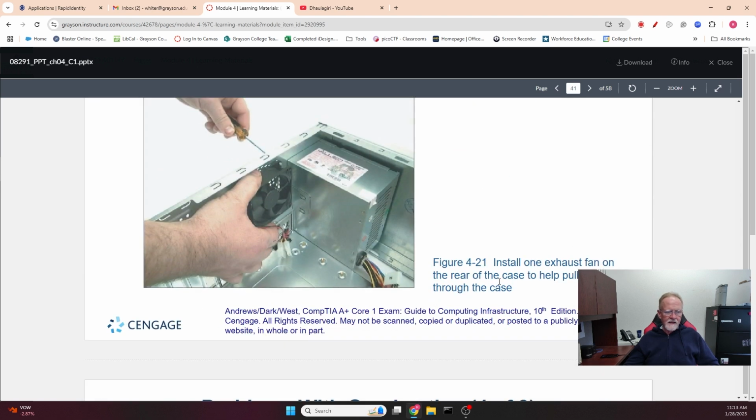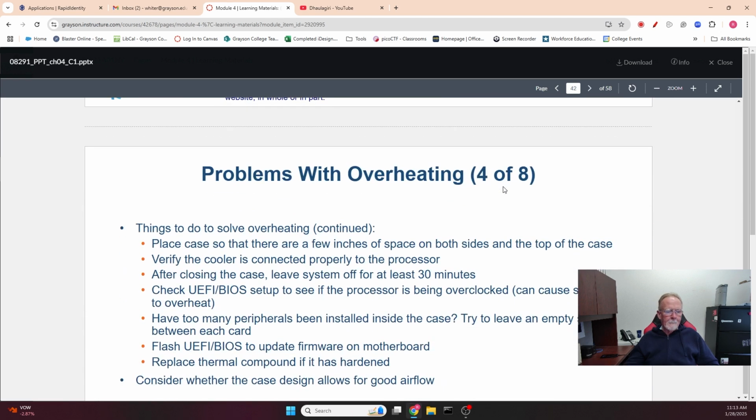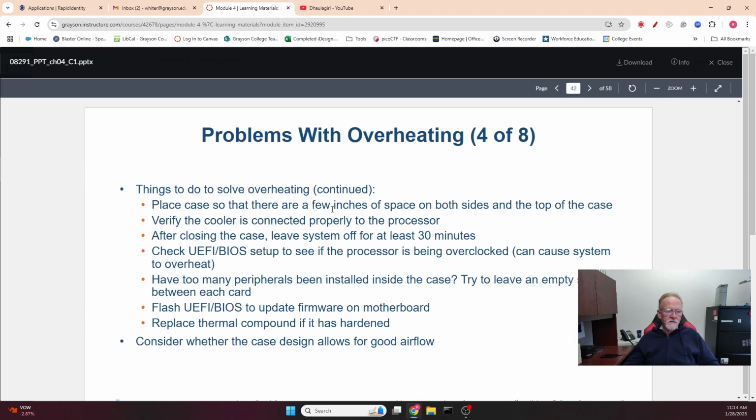How to install a fan? It's simple. You've got 4 screws and a wire that you plug into the motherboard. So you screw the 4 screws in. The fan is now installed. You take the power cable for the fan, plug it into the motherboard. The motherboard documentation will tell you where you can plug it in at. Put the case so there's some space around it. You don't want to slam it right up next to the wall because then the air can't flow.